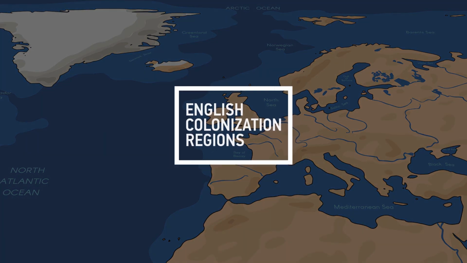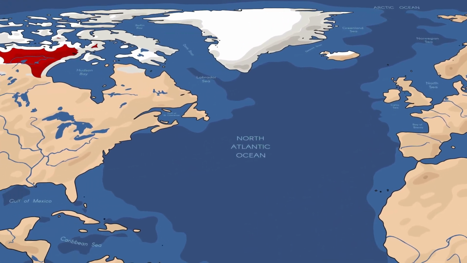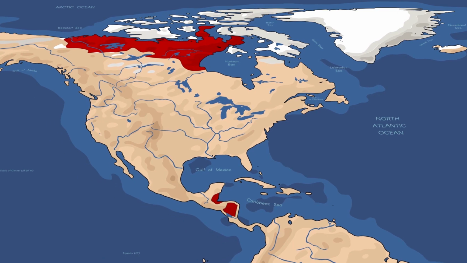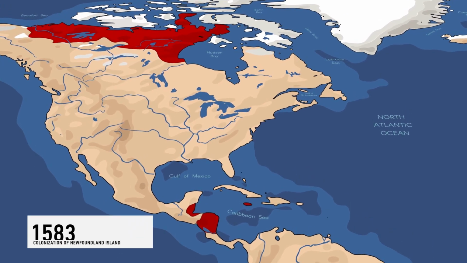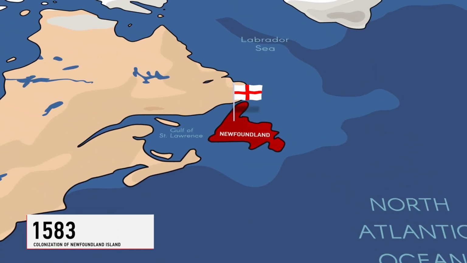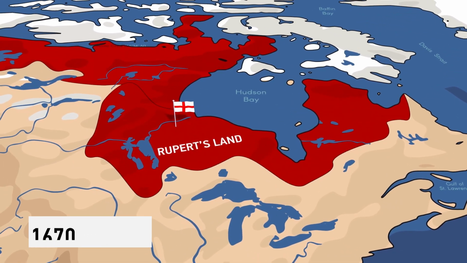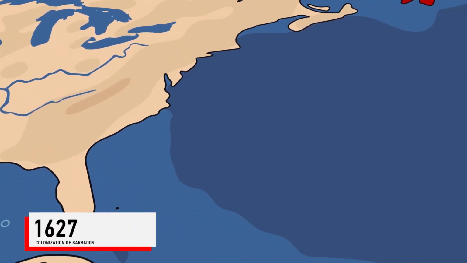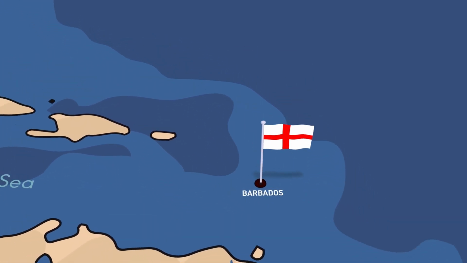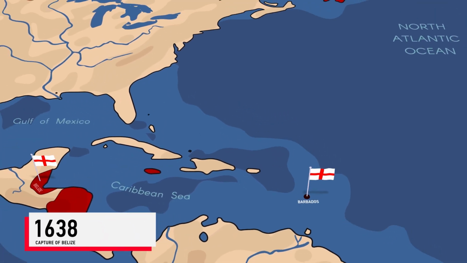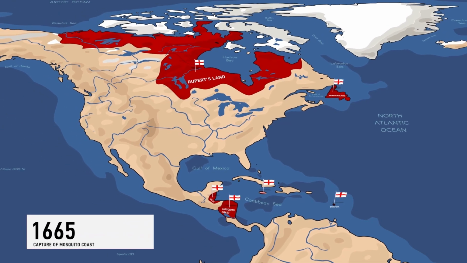English colonization regions. One of the directions of English colonization was the lands of modern northern Canada, Belize, Nicaragua, Jamaica, and the Lesser Antilles. The first island to be colonized by the British, in 1583, was Newfoundland Island. Rupert's Land was developed by the Hudson's Bay Corporation in 1670. In 1627, Barbados became the first successfully colonized land in the Caribbean Sea. And eventually, the British succeeded in capturing Belize, 1638, Jamaica, 1655, and the Mosquito Coast, 1655.